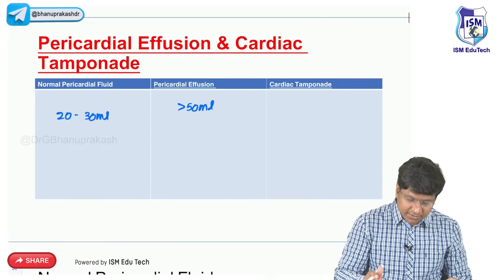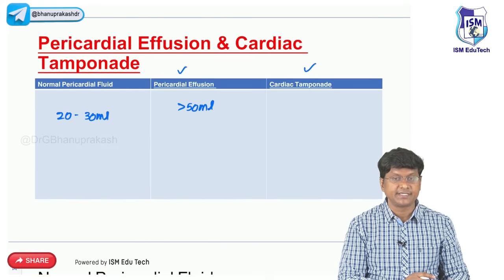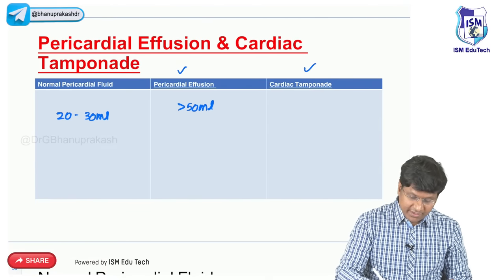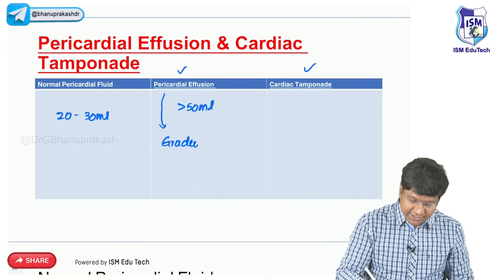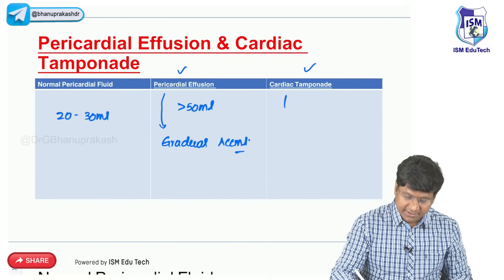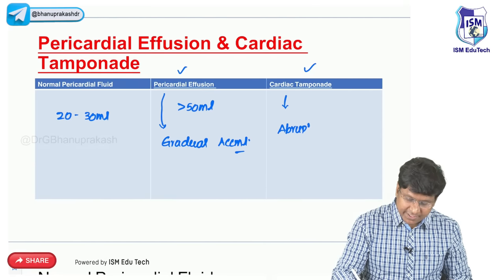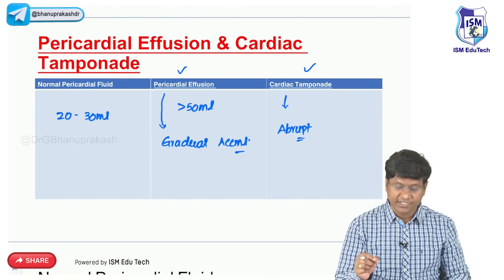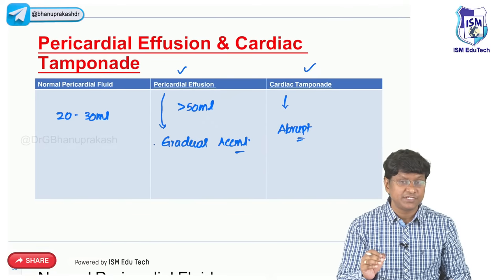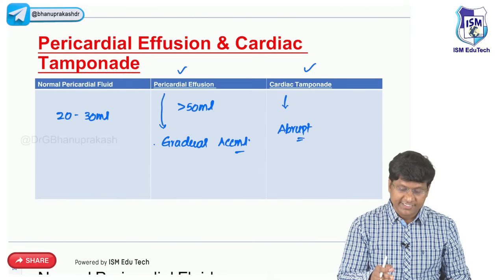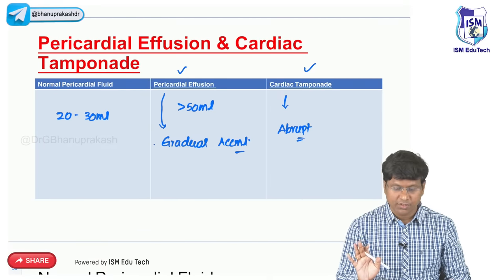Now, what is the difference between pericardial effusion and cardiac tamponade? The difference is that if the fluid accumulating within the pericardial space is a gradual accumulation, then we call it pericardial effusion. But if it is an abrupt accumulation of fluid in the pericardial space, that will be cardiac tamponade. Please remember, it is the rapidity with which the fluid is accumulating that will decide whether it is pericardial effusion or cardiac tamponade. It is not the quantity.